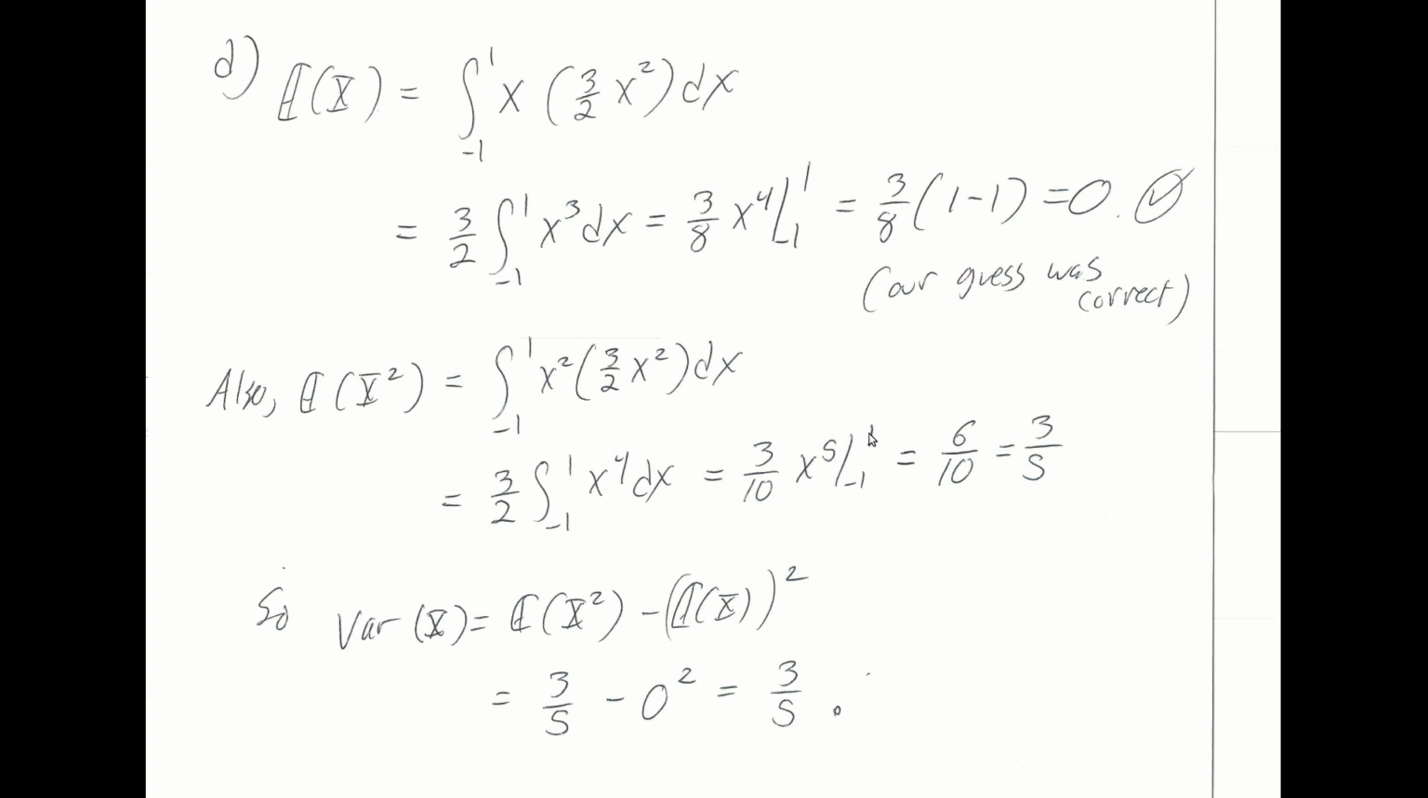And now I can plug in 1 and -1. With an odd power polynomial, we're going to have 1 minus -1, giving me 2 times 3 over 10, which is 6 over 10, which is 3 over 5. So that is the expected value of the square. Now the variance is the expected value of the square minus the square of the expected value. And that is going to be the 3 over 5 minus the expected value we found, which was 0. We square that, and we're left with just 3 over 5 for the variance.